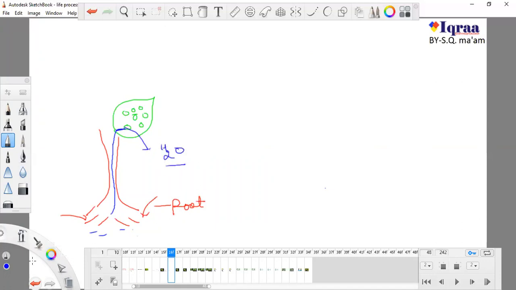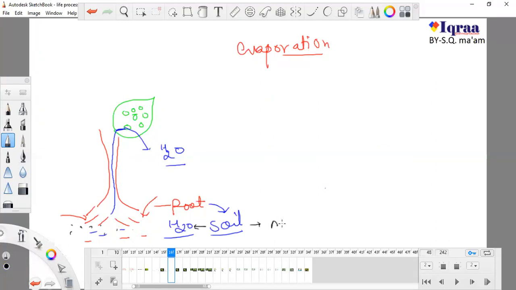So there is a need for evaporation. What is the need for evaporation? Water is present in the roots, or we can say in the soil. The root absorbs water from the soil, and the soil also has some minerals. So this soil has water, and this soil also has minerals.